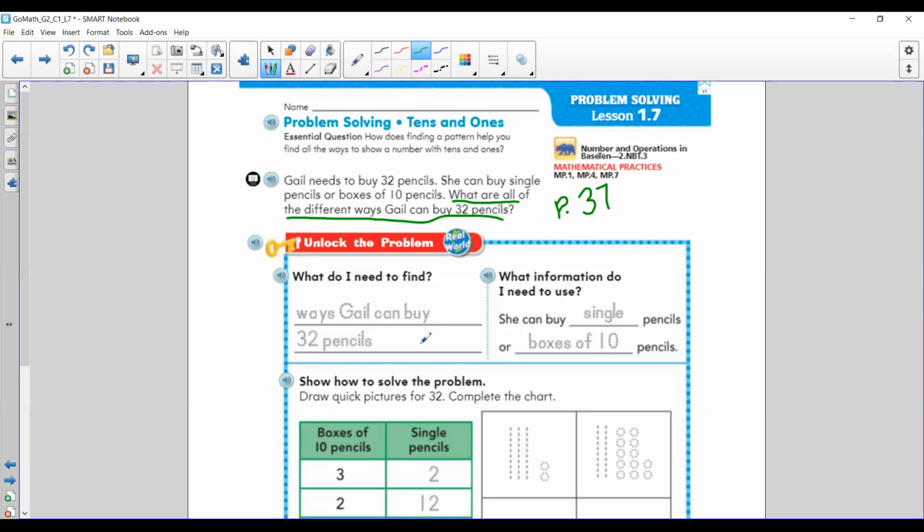Next, we look for what information do we need to use? She can buy single pencils, and single means just one, or boxes of 10 pencils. So we can underline that.